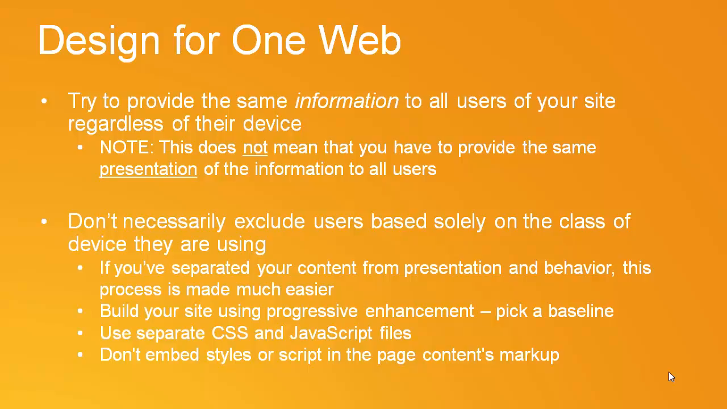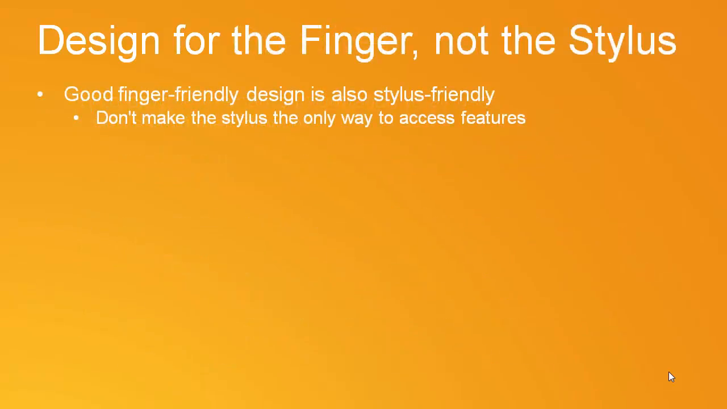Build your site using progressive enhancement. That means that you can pick a baseline and then from there move on. And also use separate CSS and JavaScript files. That means that by separating content and by separating style, you will be able to provide a better experience, and it will improve the manageability of the files and of the content. And please don't embed styles or scripts in the page, because this is going to make it harder for you to maintain different versions of the page contents. So rather keep them separate, so that way you will be able to tune depending on the phones or on the baseline that you want to take from there.